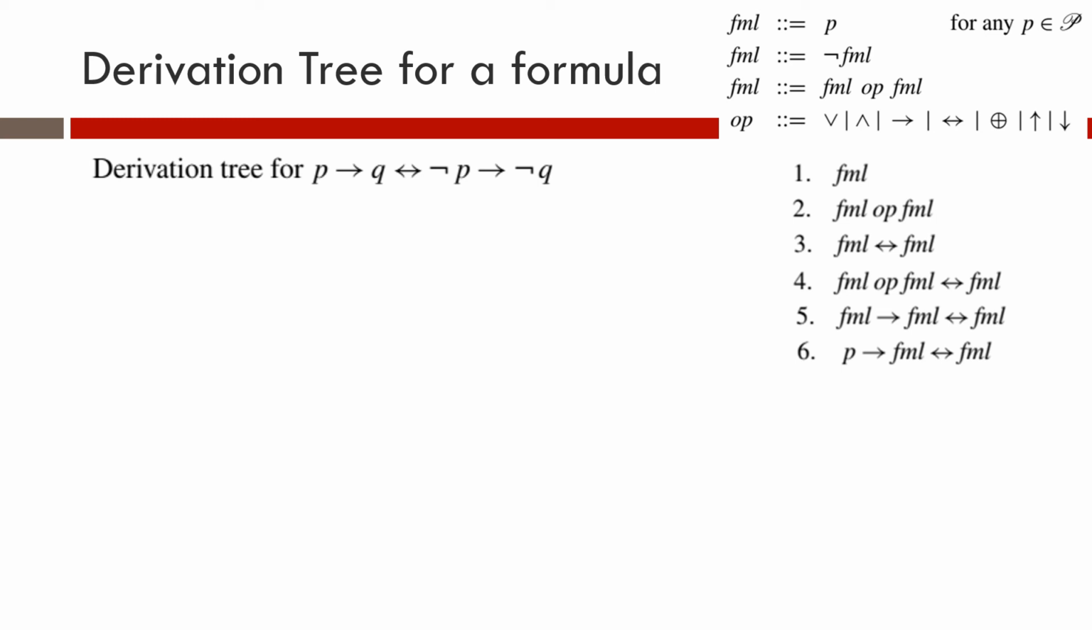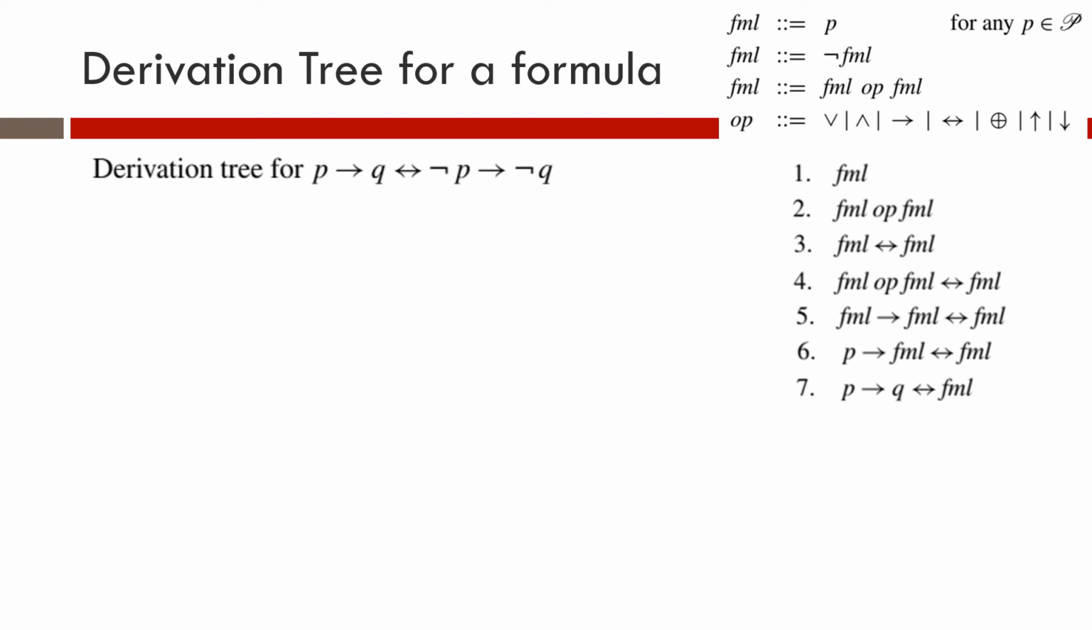And now next step, this formula again we will replace with one of the productions. So this here again is just an atom Q. So we will use the first production, formula equal to P. So here it is not P, it is Q. So that becomes P implies Q equivalence formula. Okay, so now we have obtained the left side of this formula.